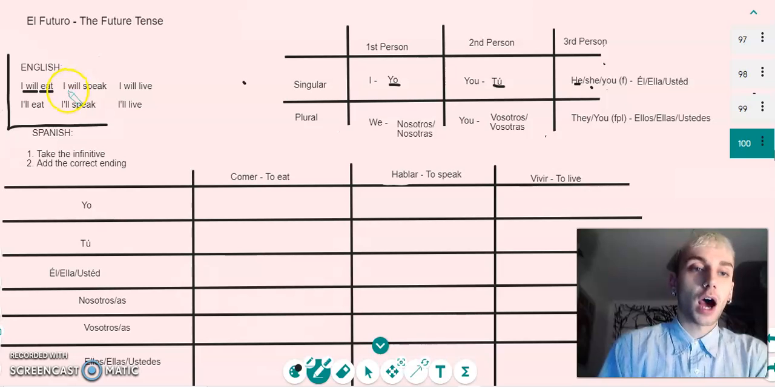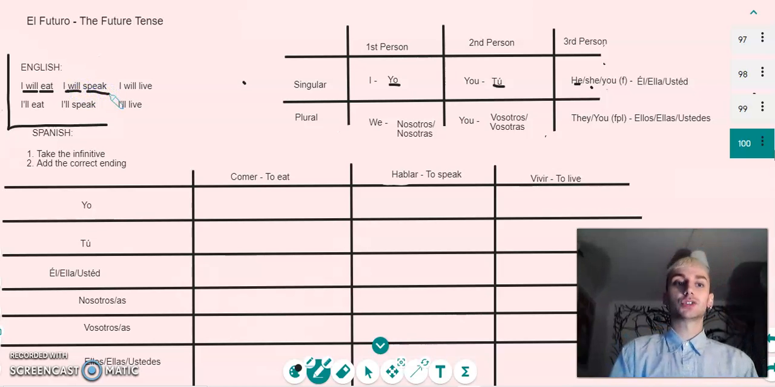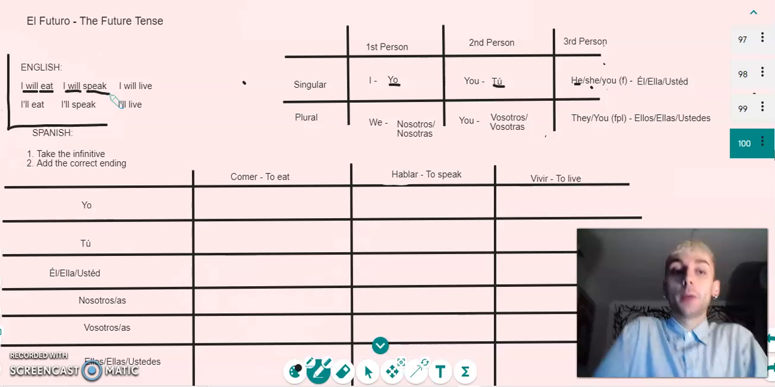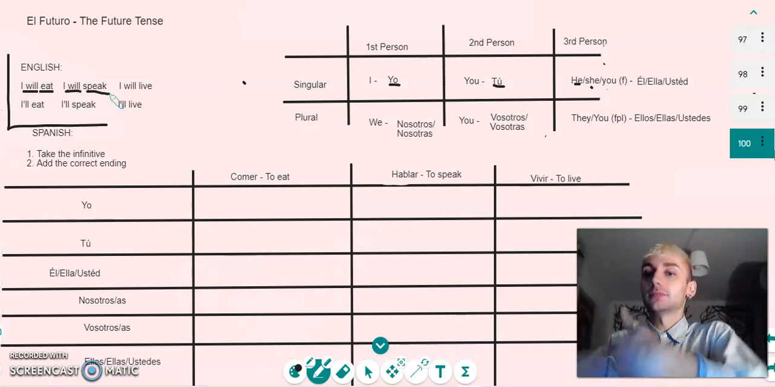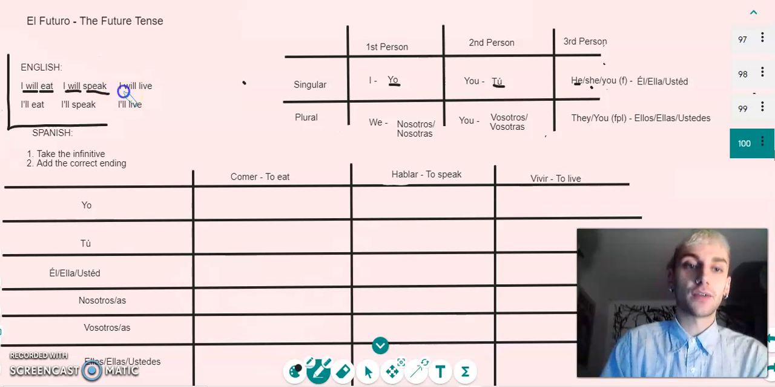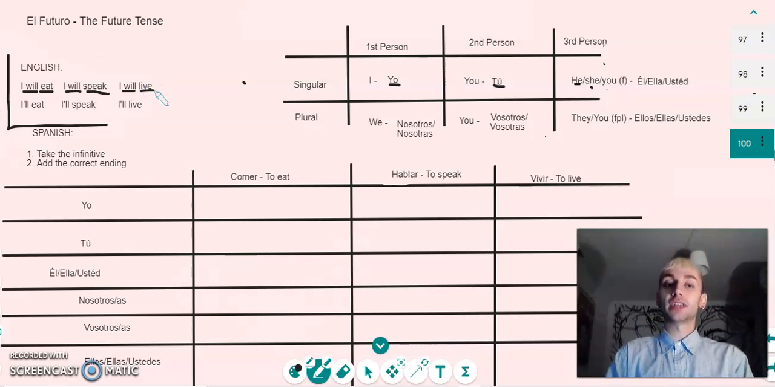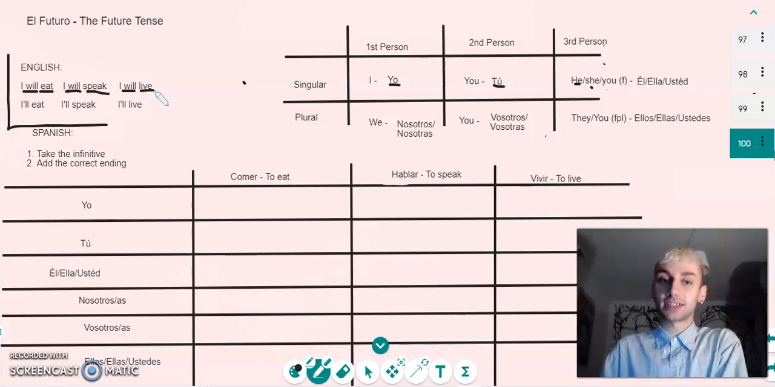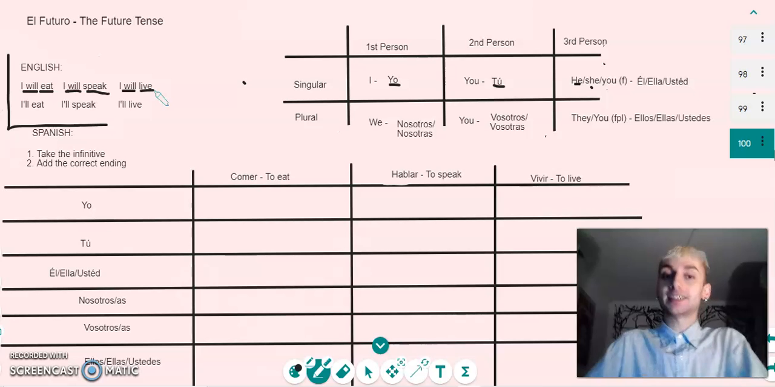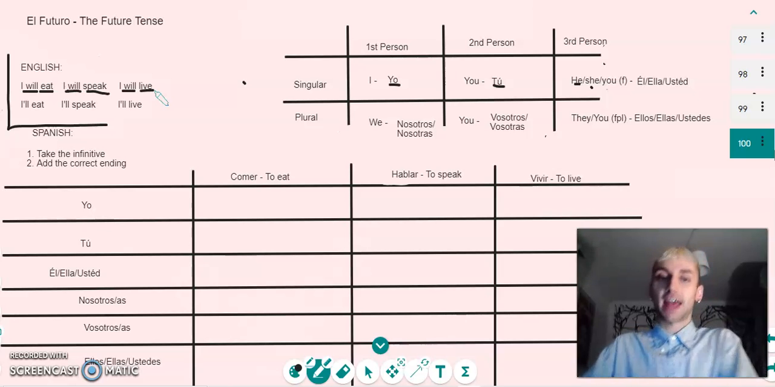We also have I will speak. So you could say, I will speak to my cousin next week. The act of speaking has not yet happened, but it will happen at a later date, next week. We also have I will live. So you could say, I will live in Germany next year. I will live in Spain next year. The act of living in a different country has not yet happened, but it will happen at a later date, and this later date being next year.